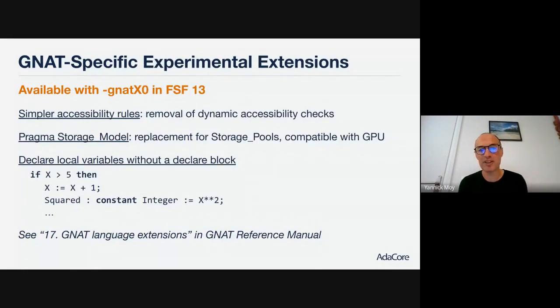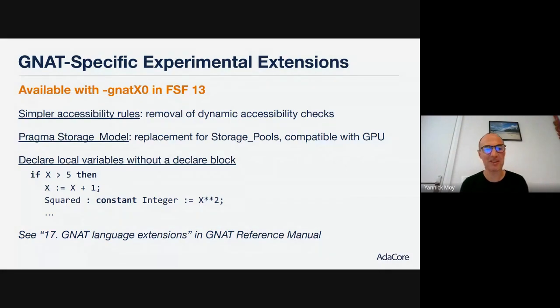Now looking at experimental extensions under this other switch, there are simpler accessibility rules so that you don't get bitten anymore by dynamic accessibility rules, which can be quite complex in Ada. So it's more restrictive, but essentially the compiler protects you. There's this Pragma Storage_Model. So that's a replacement for storage pool that allows you to manipulate memory through pointers, even if it's not the native memory of your computer. For example, memory in the GPU, so you can allocate, deallocate, move values from the native to the CPU, to the GPU and back.